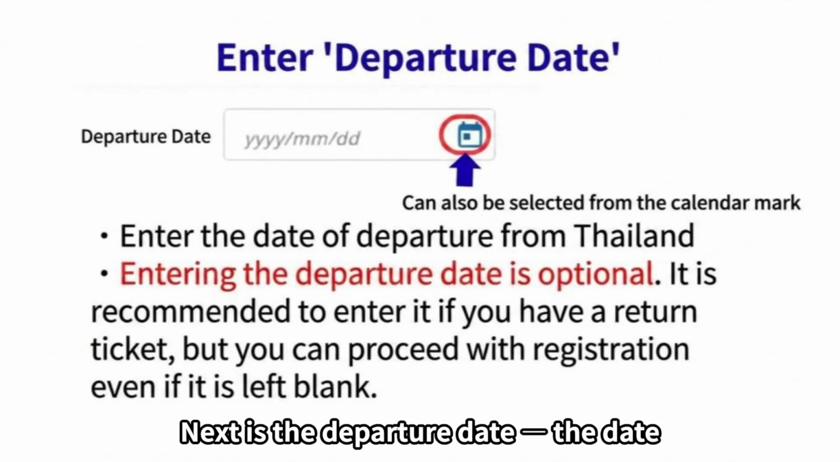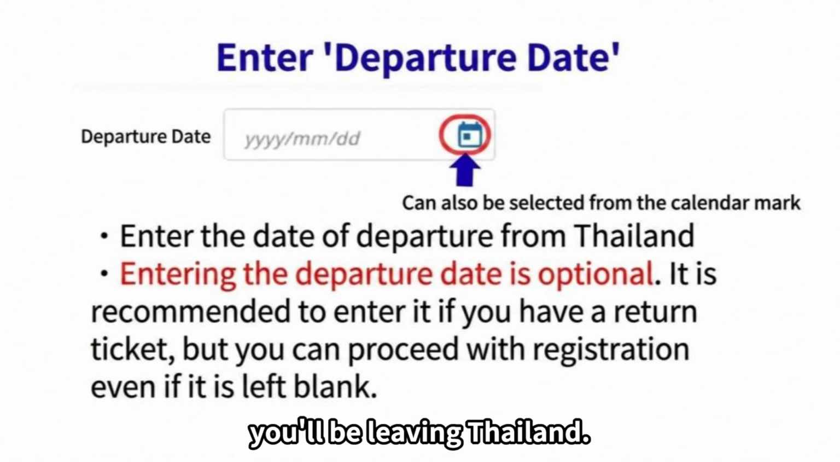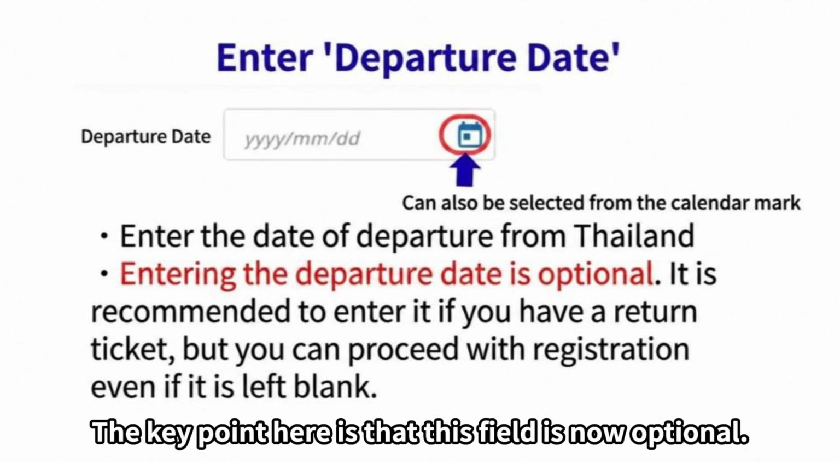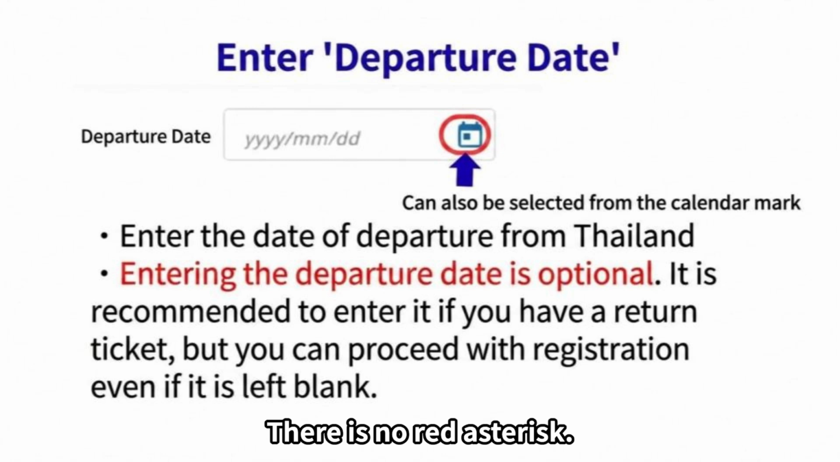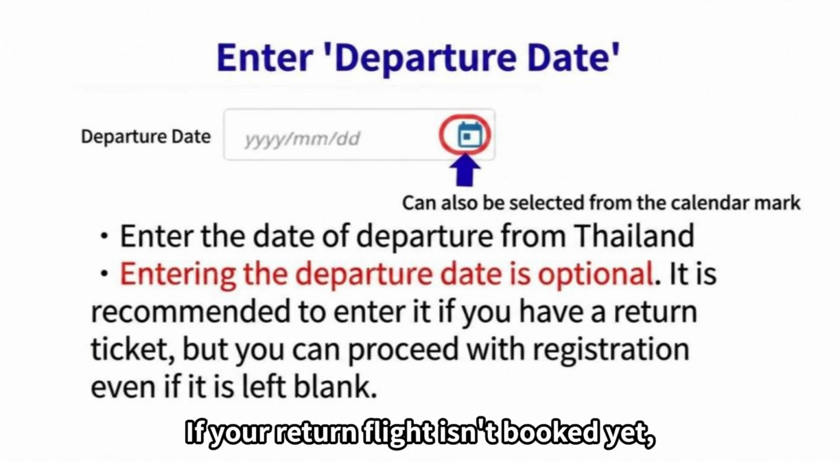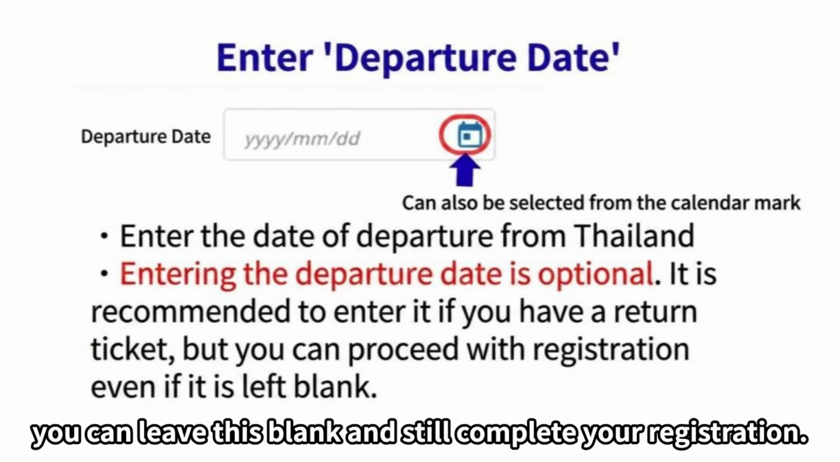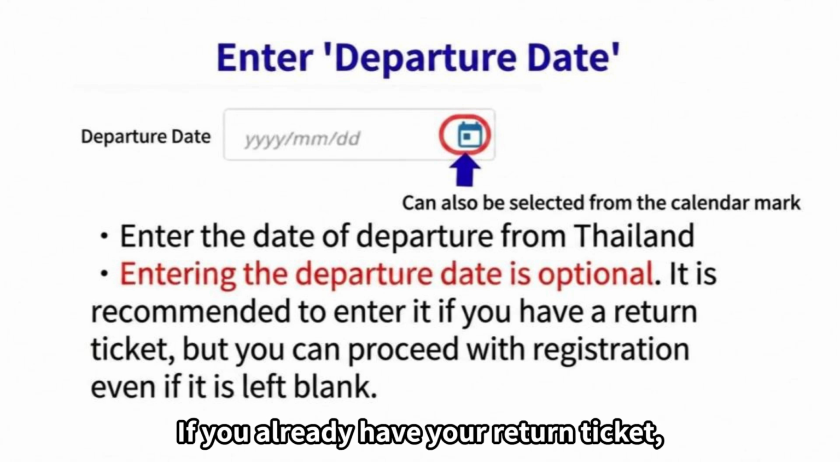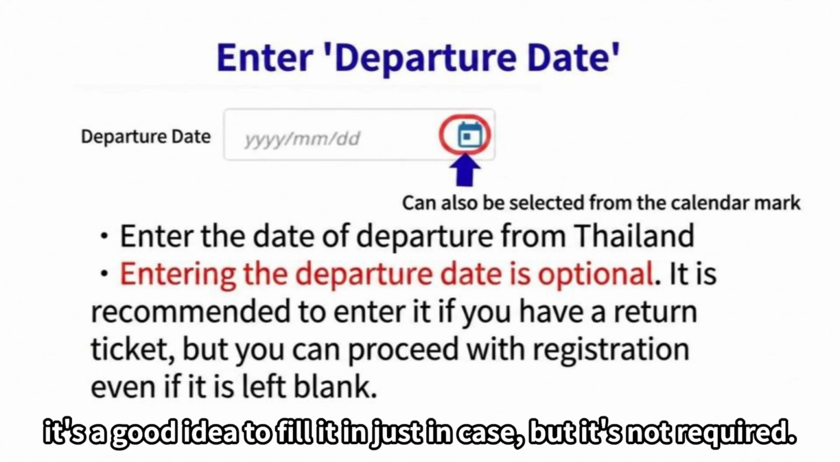Next is the departure date, the date you'll be leaving Thailand. The key point here is that this field is now optional. There is no red asterisk. Even if your return flight isn't booked yet, you can leave this blank and still complete your registration. If you already have your return ticket, it's a good idea to fill it in just in case, but it's not required.